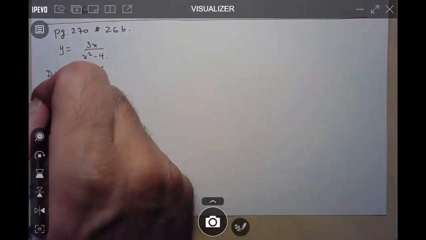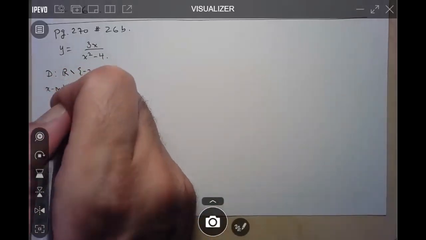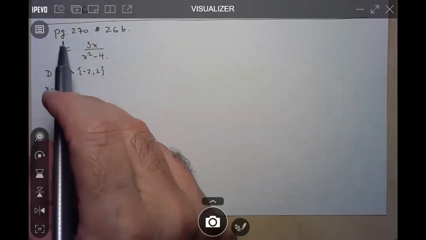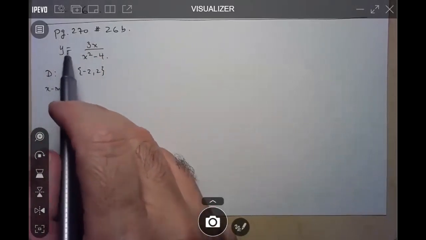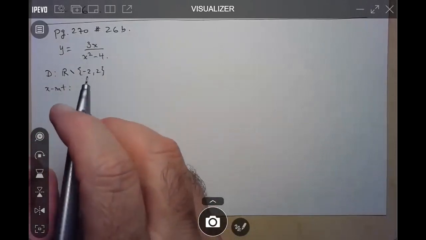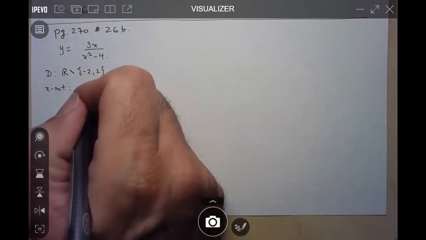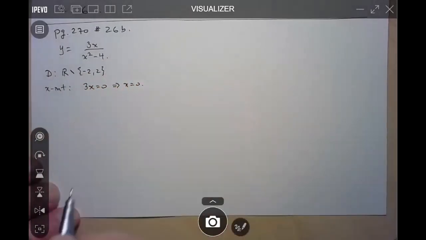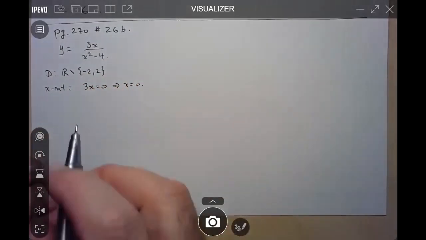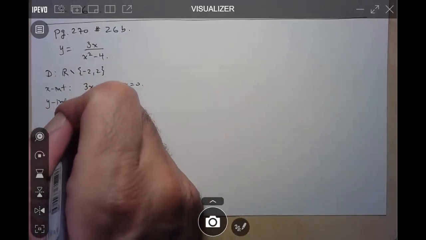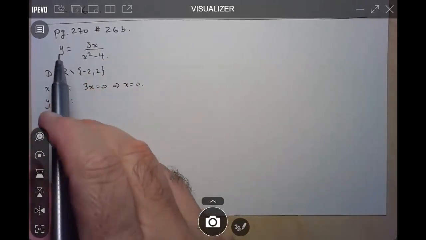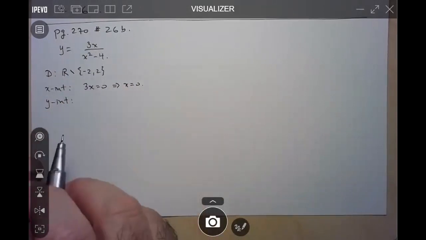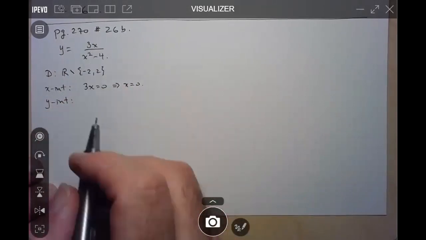Next I'm going to look for my x-intercept, which of course is what happens when y is equal to 0. And since this is a fraction, in order for the fraction to be equal to 0, 3x has to be equal to 0, which means x has to be equal to 0. So there's my one x-intercept. I could go ahead and find my y-intercept, which of course is the value of y when x is equal to 0. And lo and behold, it's also 0, because I'm going to have 0 over -4.